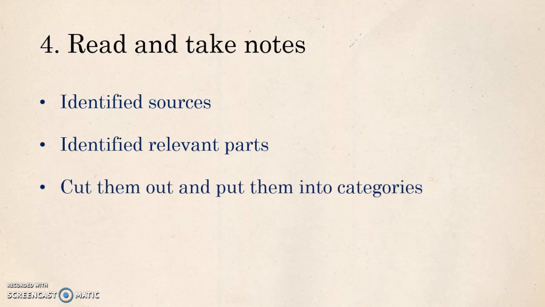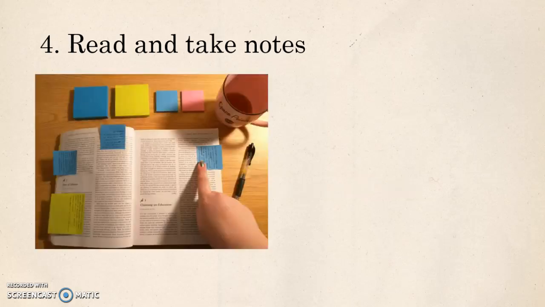So far, we have identified the sources, we identified the relevant parts within the sources, and then we not only cut out the relevant parts, but we also sorted them into categories. Basically, these steps mean that we have a pretty good general understanding of the topic by now. So all we have left is to get down to read it, and we have to do the detailed reading, and we also have to take notes.